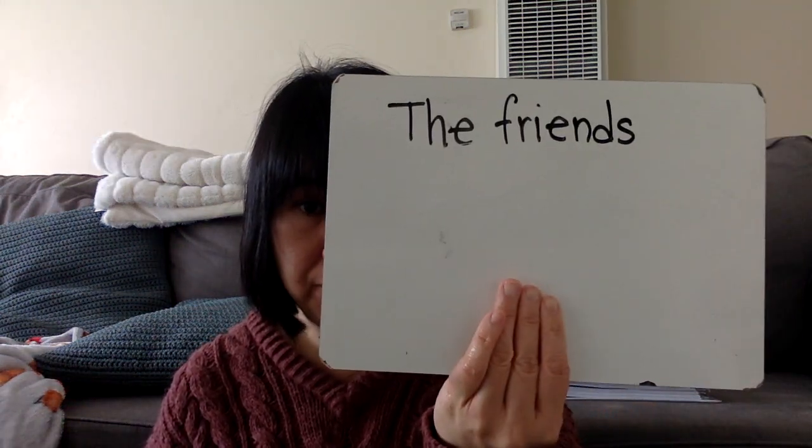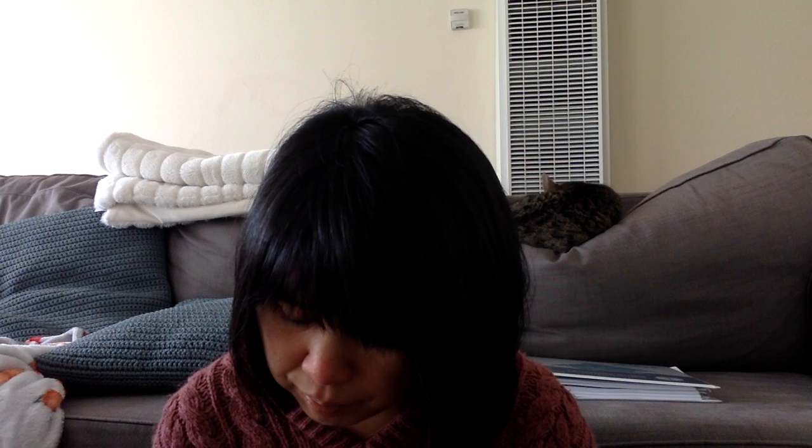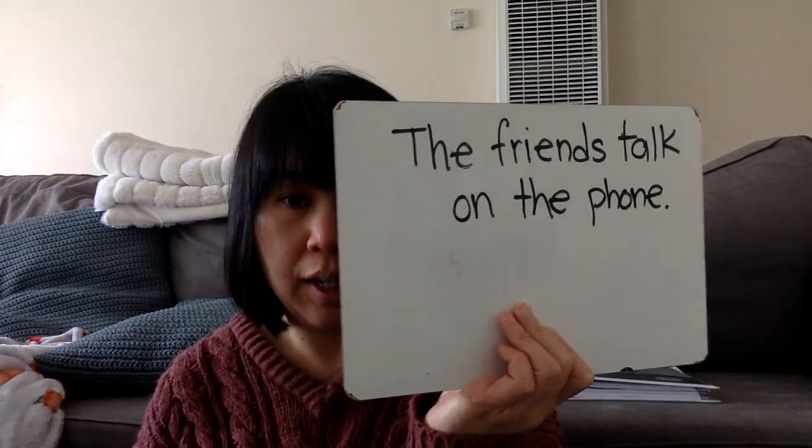Okay. Remember, if I'm going too fast, you can always pause this video. Now, if I was talking about my friends, I have 2 friends and they live with me, Jackie and Victoria. So I'm going to say the friends. Notice I put an S because I'm talking about 2 people. On the phone. So my sentence is going to say, the friends talk on the phone.